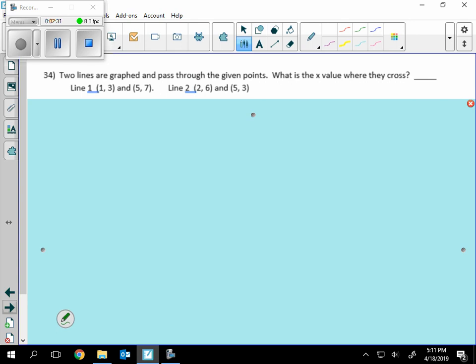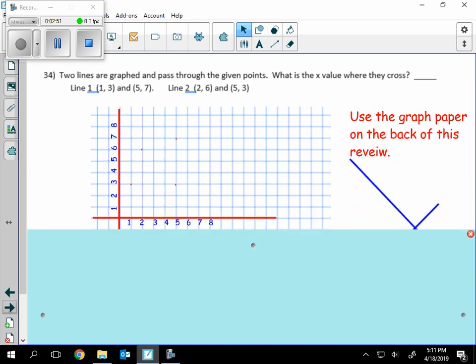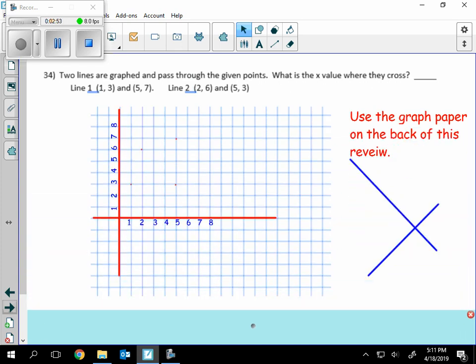34. Two lines are graphed and pass through the given points. What is the value where they cross? There's a neato algebraic way you could use to solve this. However, on the FSA, they give you graph paper. So let's go ahead and graph those points. You'll want to please, on graph paper, plot the points they've given us. So we've got the point 1, 3 and the point 5, 7.